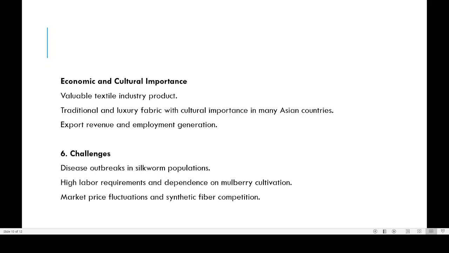Market price fluctuation and synthetic fiber competition are other challenges. Nowadays, as I told you, polyester materials are there. This kind of artificial fiber is replacing natural silk in a big way because it is cheaper. Silk is always very costly. If you go and purchase a silk sari or silk churidar, it is usually very expensive. But still people prefer silk.